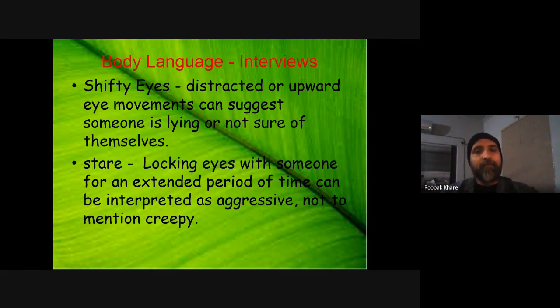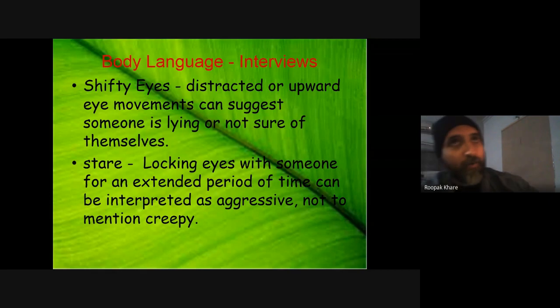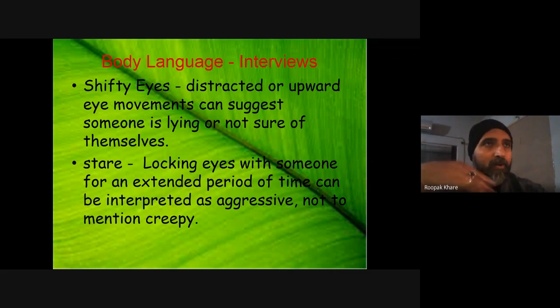Too much eye movement, looking here and there, is not recommended. Stare: locking eyes with someone for an extended period of time can be interpreted as aggressive, and it can also be creepy. If you are a man and there is a woman sitting as an interviewer in front of you, and you keep looking into her face and eyes constantly without breaking eye contact, it might seem very creepy. Or the other way around, if you're a woman and there is a man sitting in front of you. So be careful, right?